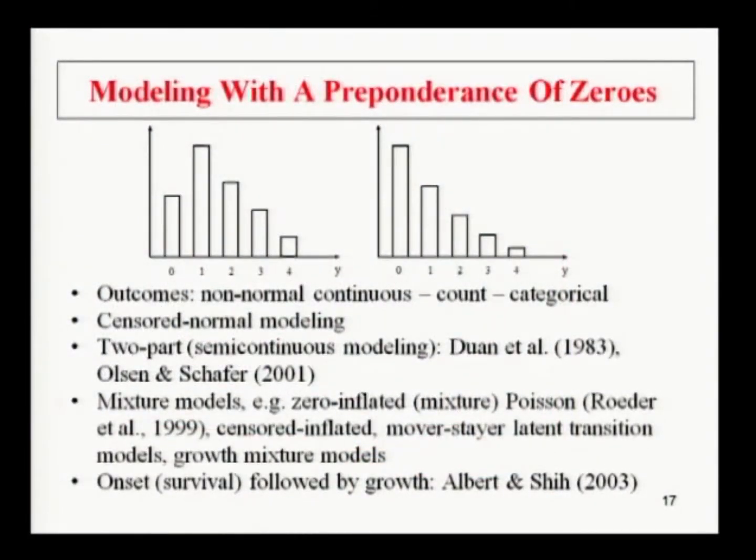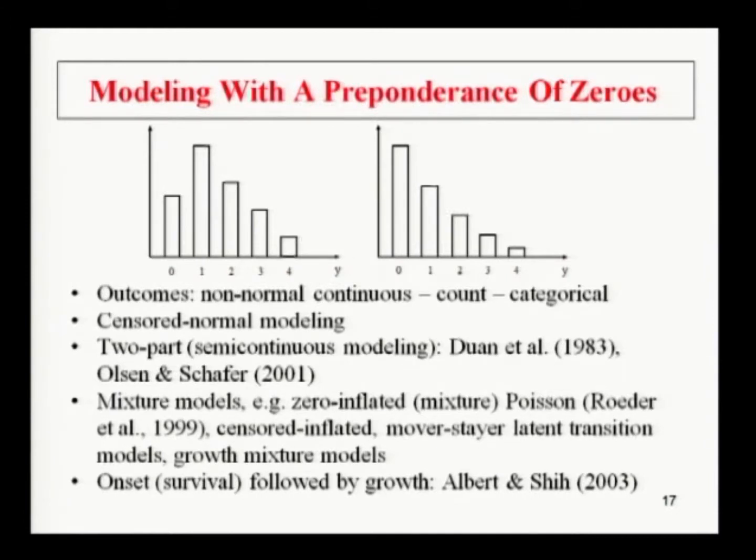There was an interesting article in JASA by Olsen and Schafer, JASA being Journal of the American Statistical Association, doing a longitudinal version of an earlier paper by Naihua Duan and others at the RAND Corporation in Santa Monica, where they dealt with data that looked like this, and they created a so-called two-part model for data of this kind, not focusing on counts, but a continuous variable that can assume values, not only the integer values, but has that preponderance of zeros.